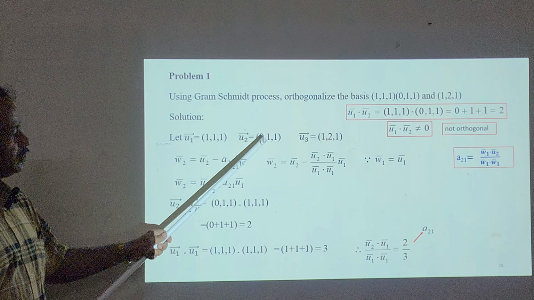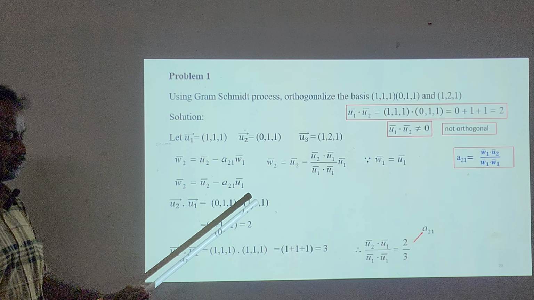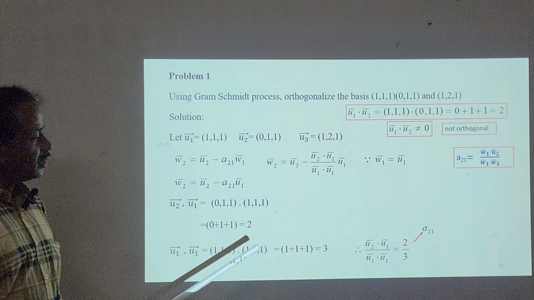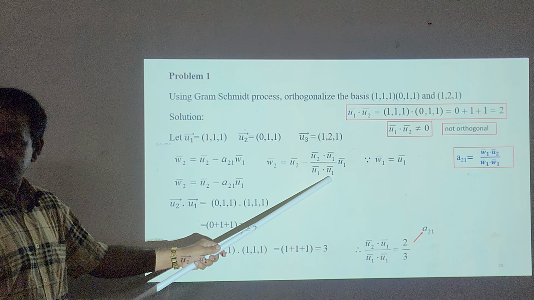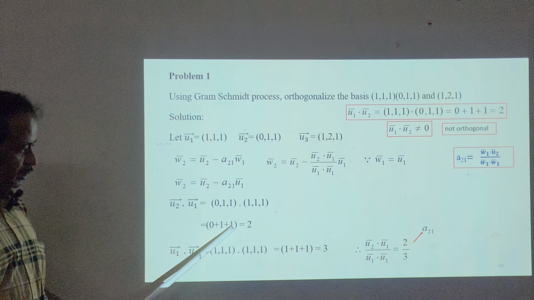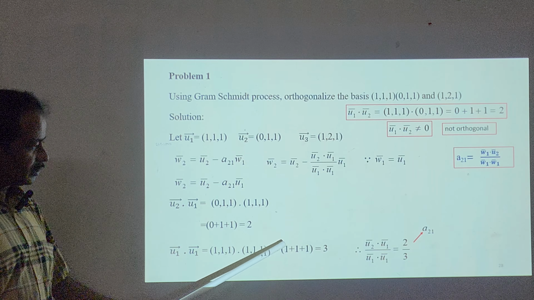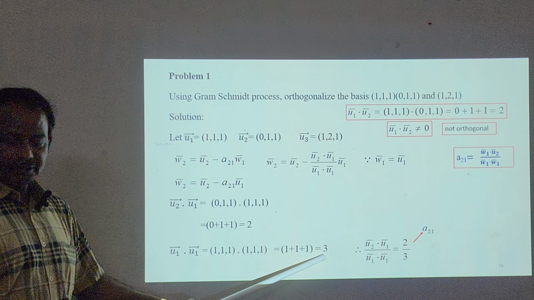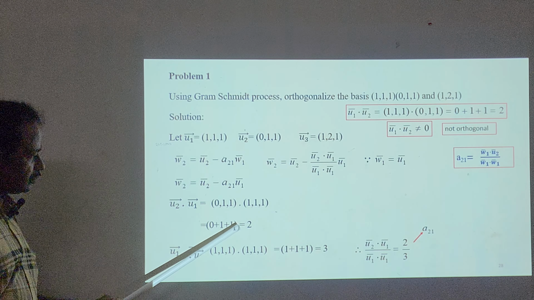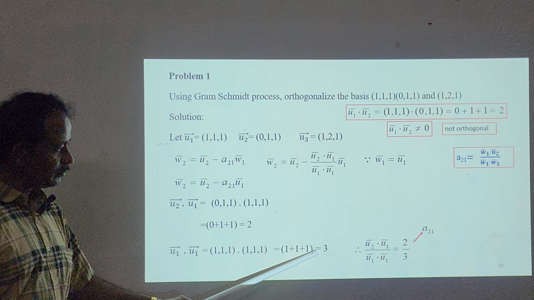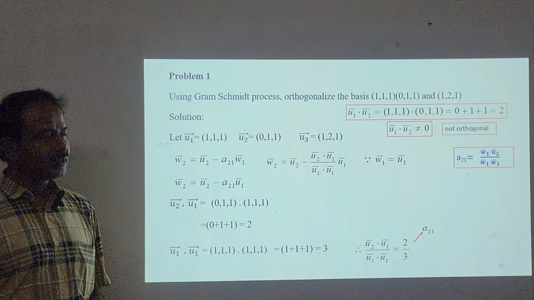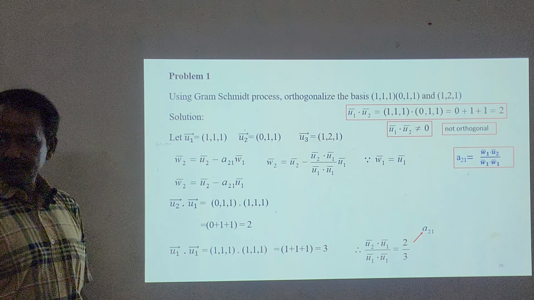What is u2? u2 is (0,1,1). What is u1? u1 is (1,1,1). As usual, I have already calculated, this becomes 2. Now we will go for u1 dot u1. That will be 1 multiplied by 1, 1 with 1, 1 multiplied by 1, that will give you 3. So your projection coefficient becomes u2 dot u1 divided by u1 dot u1: u2 dot u1 is 2, u1 dot u1 is 3, so 2 by 3. So we have computed a21. Any doubt on the slide?